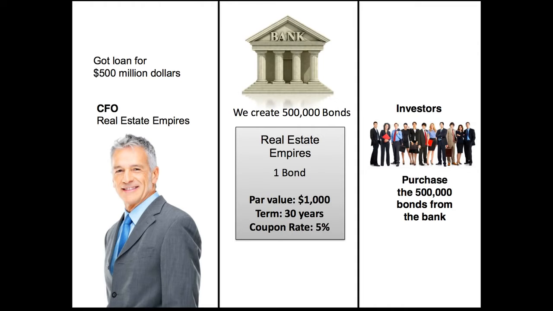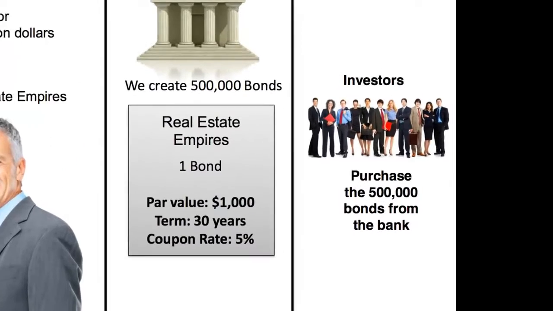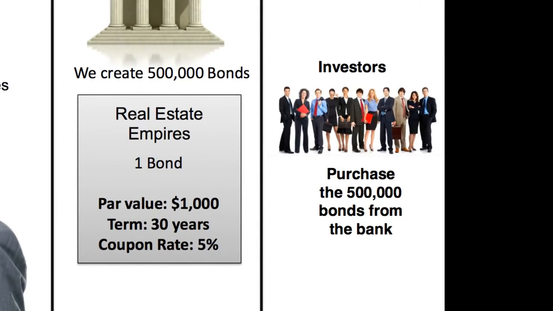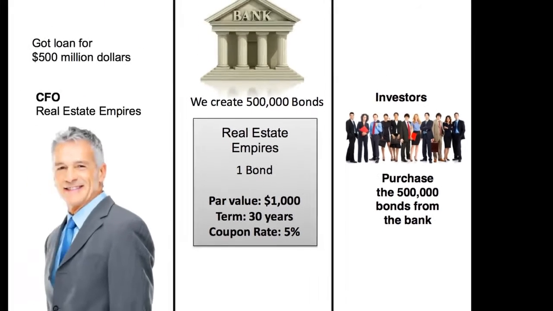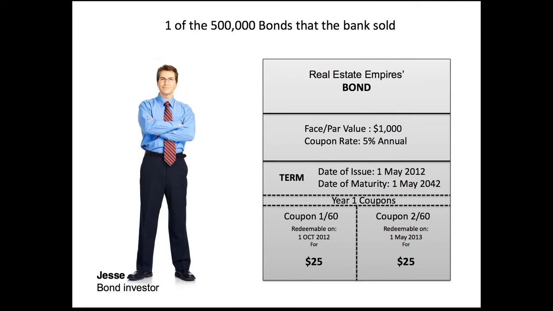So what I'm going to do is look at the bonds from the investor's standpoint. As we look at these people over on the right-hand side of the screen, let's take one of these individuals and look at one of their bonds more in depth. Here's one of the 500,000 bonds that the bank sold, and it went to this investor named Jesse.